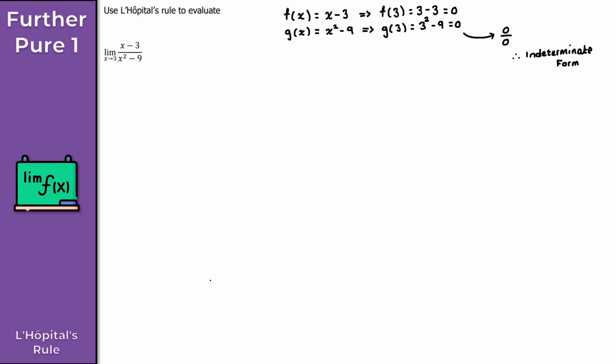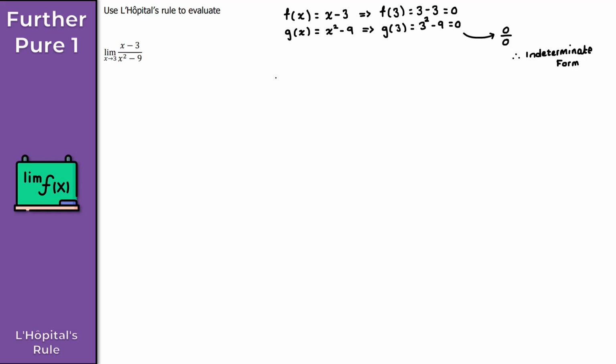What that means is we need to differentiate this function f and this function g with respect to x. Don't forget we differentiate these separately rather than applying the quotient rule. A common mistake here is to apply the quotient rule. That's not correct, we differentiate f and g separately.